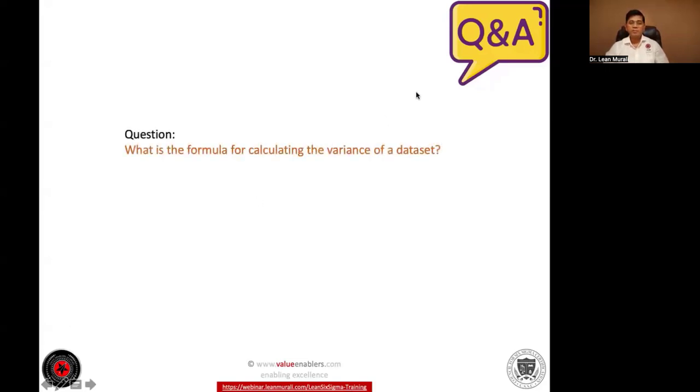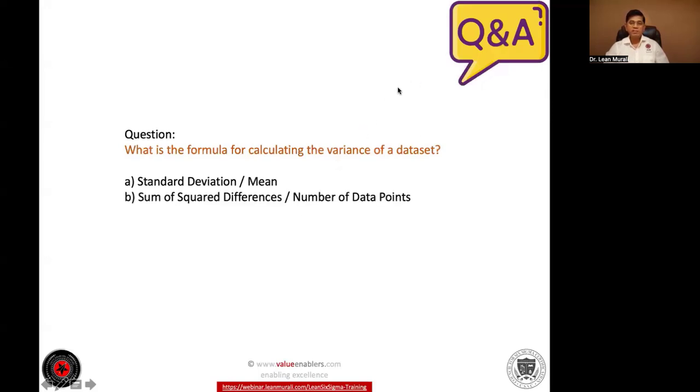Okay, the question: what is the formula for calculating the variance of a data set? Option A: standard deviation by mean. Option B: sum of squares divided by the number of data points in the set. Option C: mean by standard deviation. Option D: mean into standard deviation. What is the formula for calculating variance in the data set?